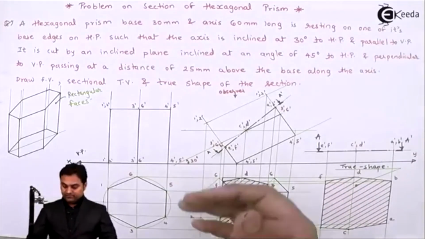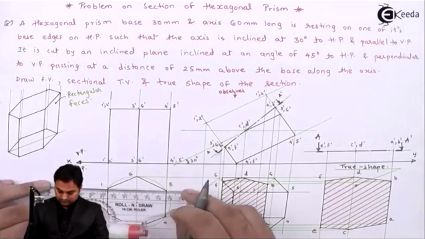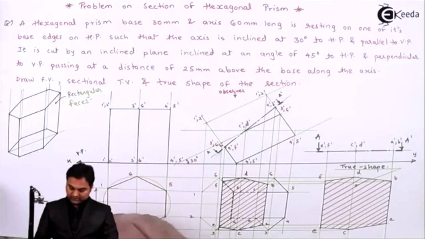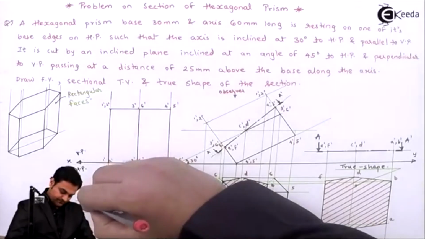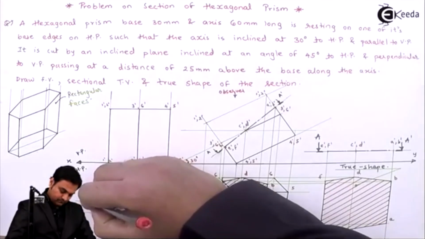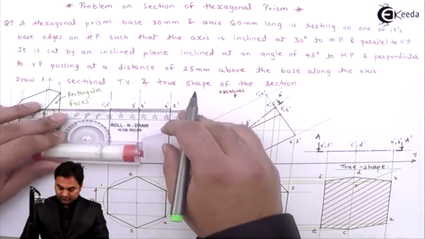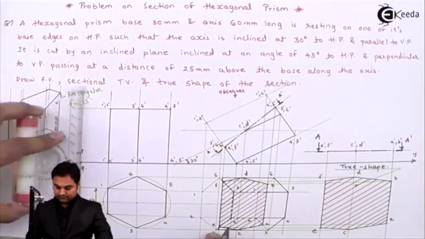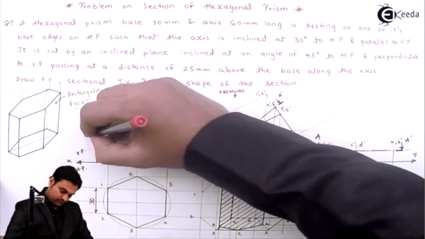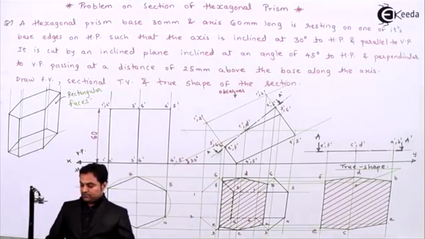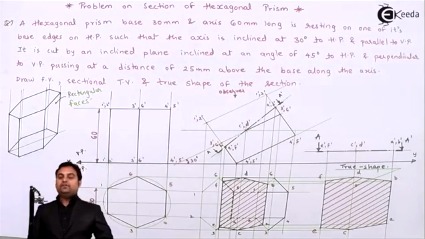Here I'll be giving the dimensioning to it. The side of base is 30 mm, axis height 60 mm, given in the problem. And here I have given the inclination of the axis. And with this, we complete the problem.